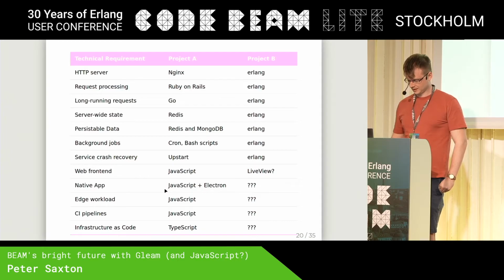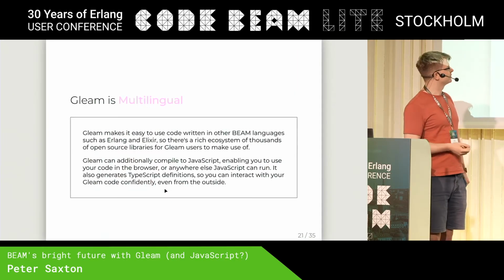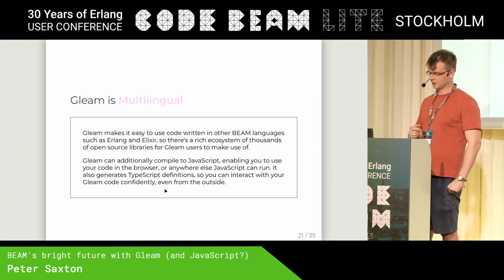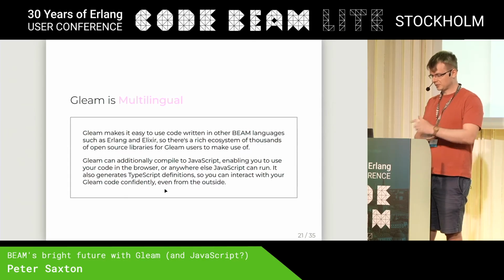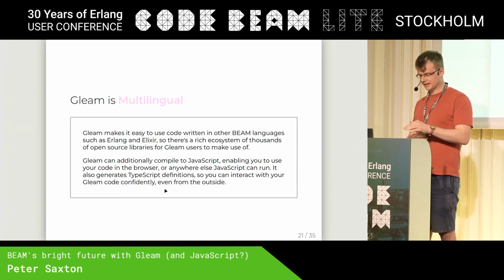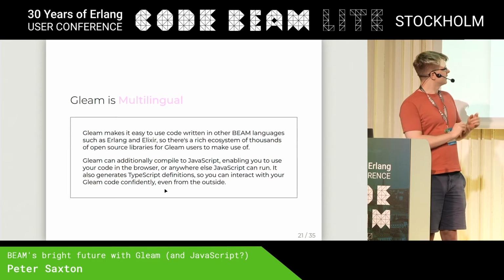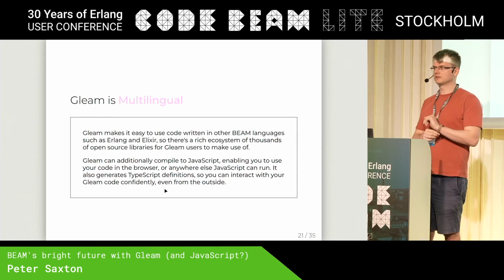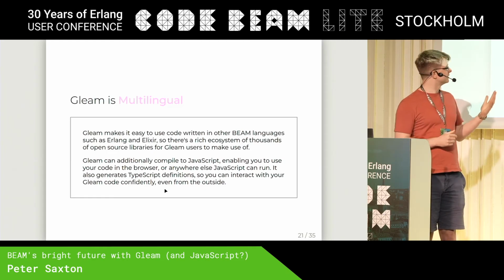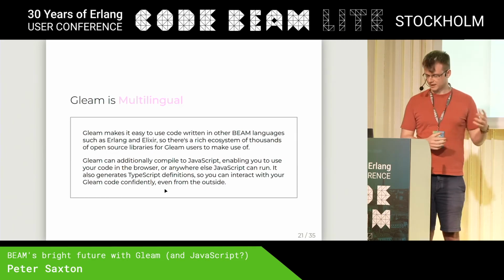So, OK. Why is this interesting? Gleam is multilingual. This is a quote from the homepage: Gleam makes it easy to use code written in other BEAM languages, such as Erlang and Elixir. Great. Gleam can additionally compile to JavaScript. This seems a bit weird to begin with, but it enables you to run your code in other places. So, OK, we're now multilingual.